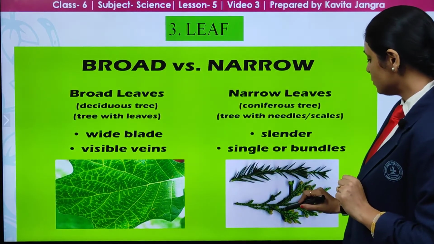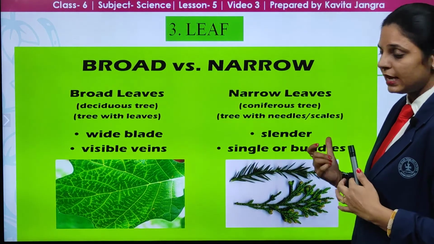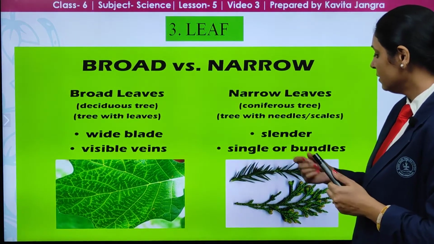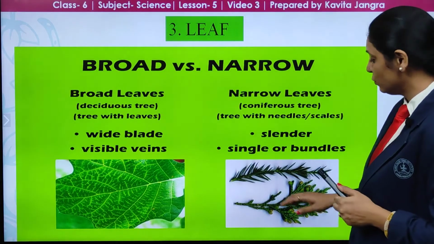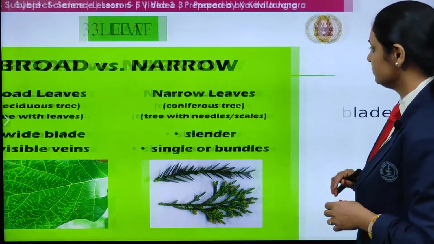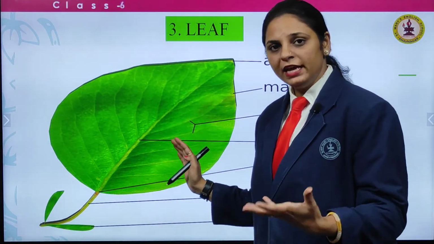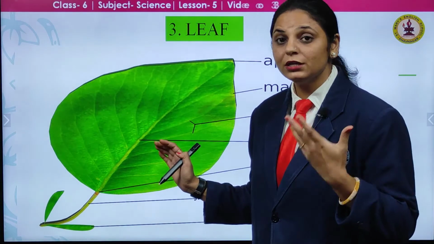Narrow leaves, as you can see, are needle-like scales, slender, and single or bundled. You can see over there they may be single or present in bundles or groups. This is what the leaf is. We have seen the leaf, but we don't know the different parts.